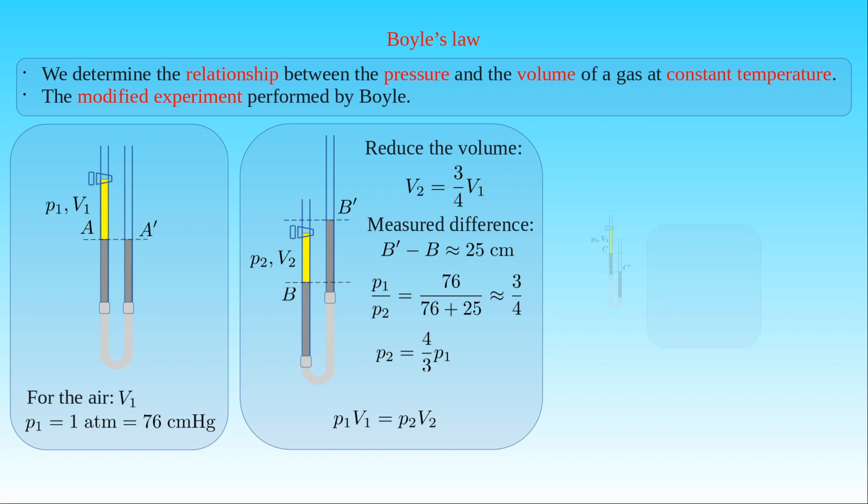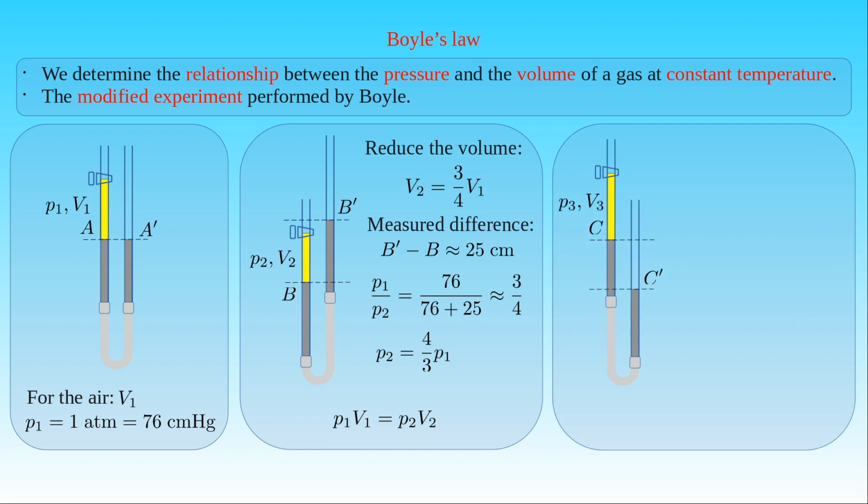Now we lower the right arm of the U-shaped tube, so that the volume of the closed air column increases to 5/4 of its initial volume. By denoting this increased volume with V3, we can see that V3 is equal to 5/4 times V1. The mercury columns have the heights of C and C' respectively, and the difference measured between the levels C' and C is 15 centimeters. The pressure of the air in the increased volume is denoted by P3.